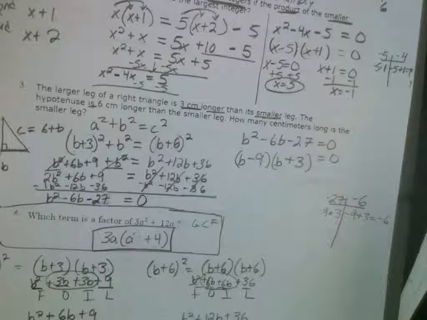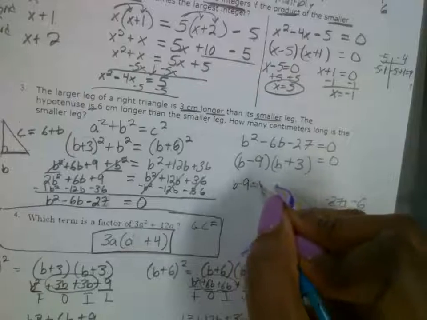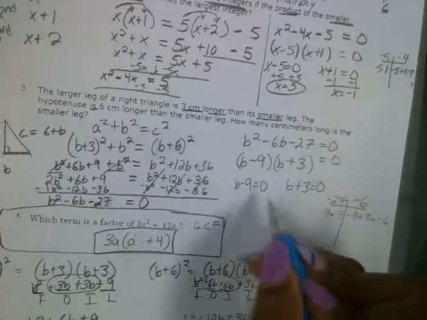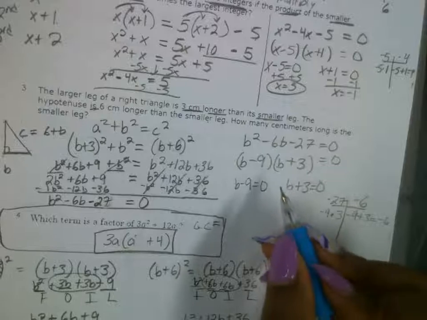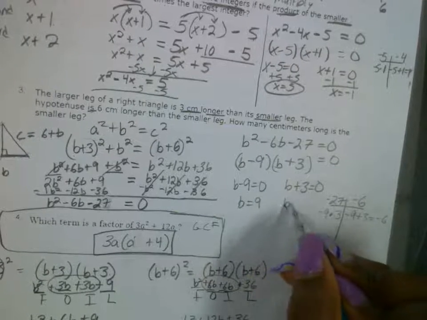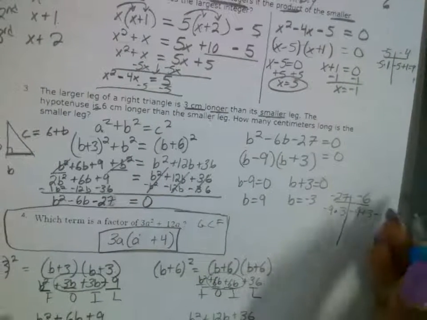And very good. Who said that? Peyton? Set them both equal to 0. Now what do you get? B is positive 9. And what's the other one? Okay, so now which one of these has to be the answer?